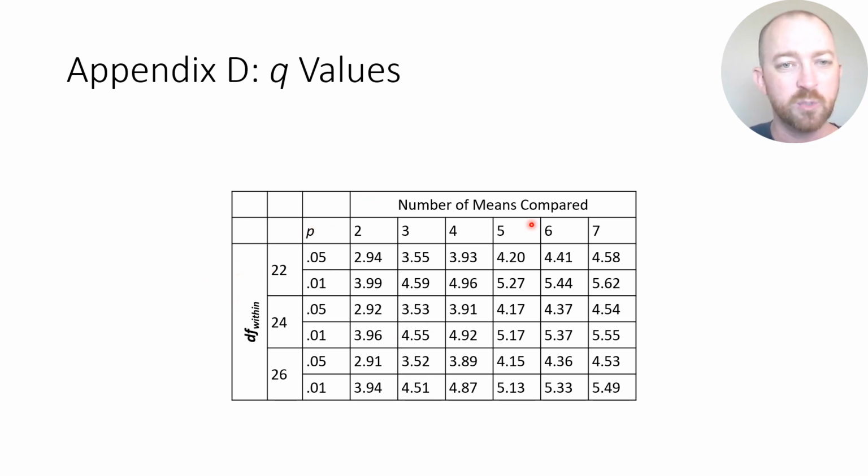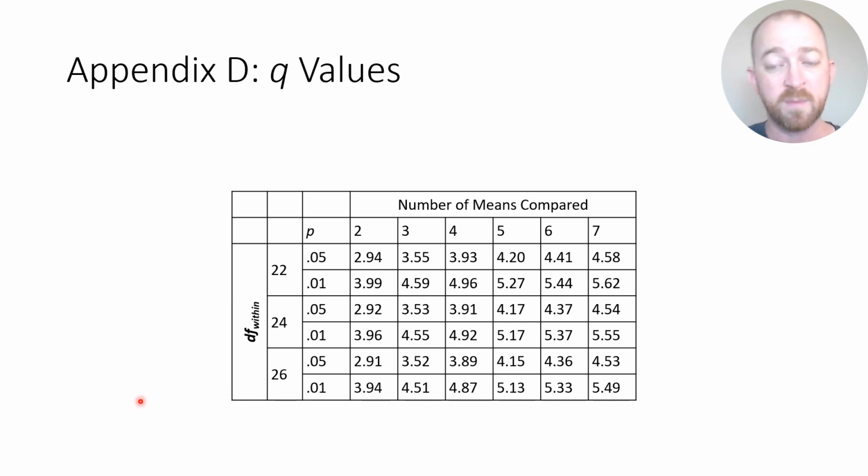Now again, what we're doing here is we need the 2 criteria. Number 1, we need the number of means that we're comparing in the null hypothesis. In this case, we had 4 groups, right? We had the control group, a half ounce group, a 1 ounce group, and a 2 ounce group. That's 4 groups. So we're going to be looking down this column of 4 means compared. And we need to know the degrees of freedom for our within groups variance. As we talked about, that was 24 in this case.